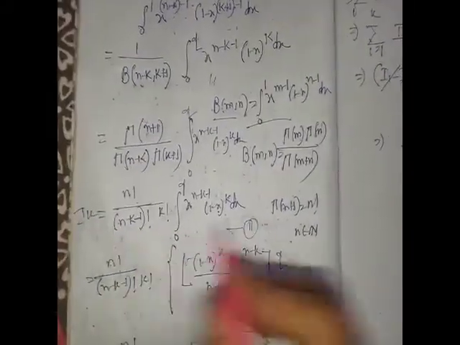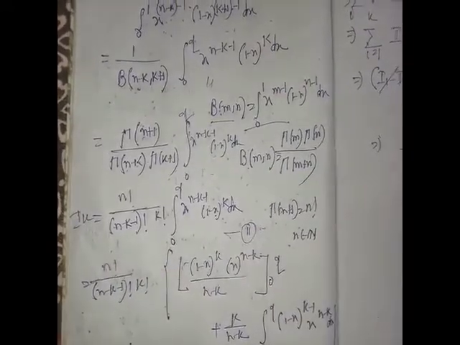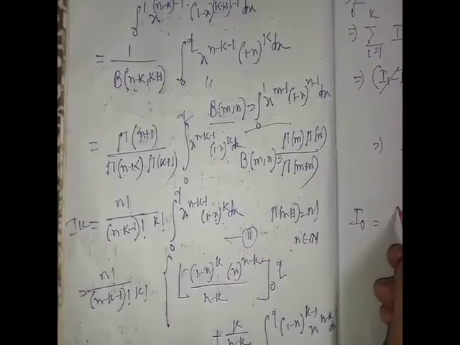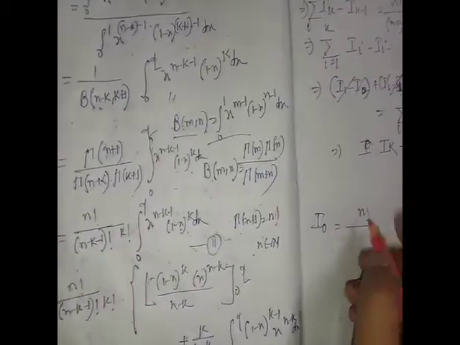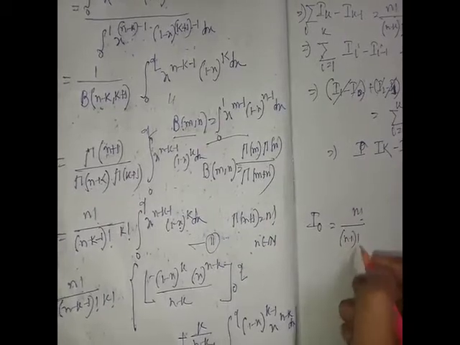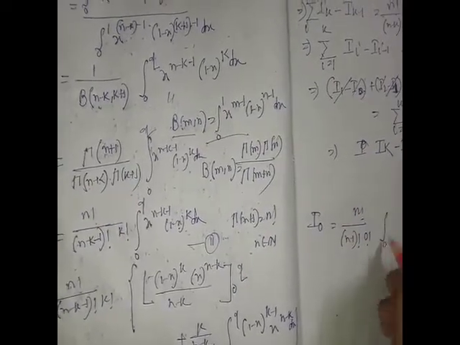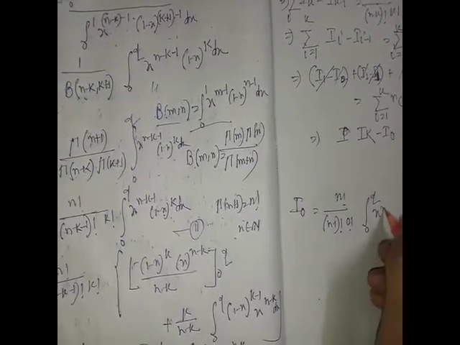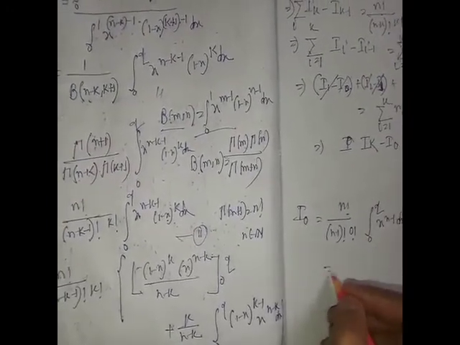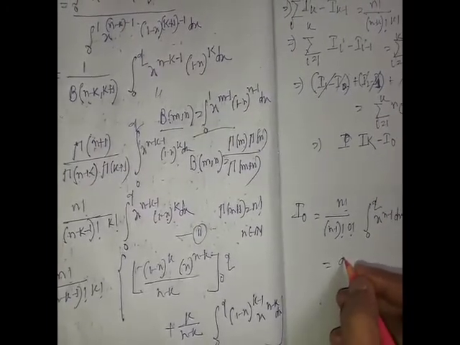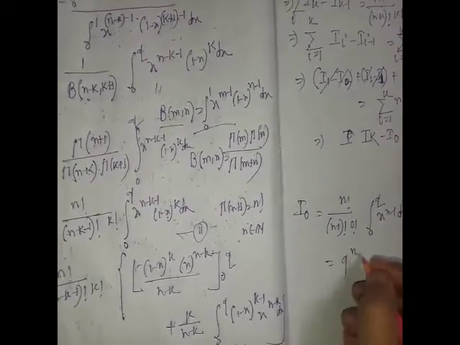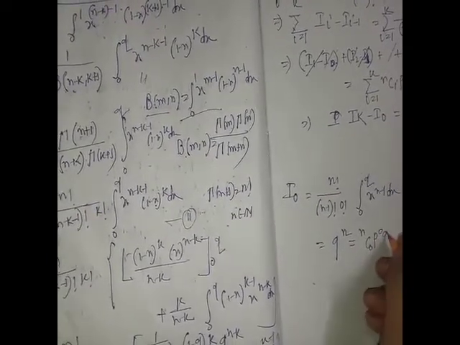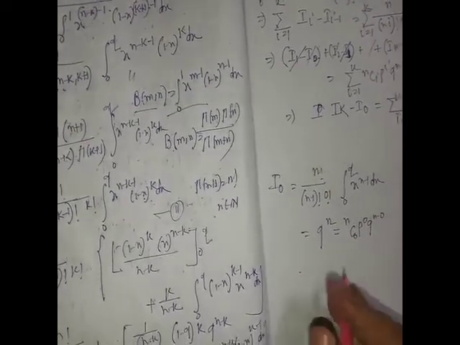From 2, I0 is obtained by replacing k by 0. So from 2, I0 is n factorial by (n minus 1) factorial 0 factorial, integral from 0 to q of x^(n minus 1) dx. After calculation, this is q to the power n. q to the power n means nC0 p to the power 0, q to the power n minus 0.